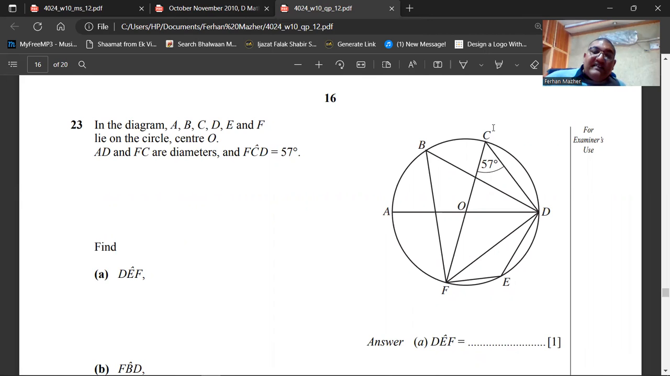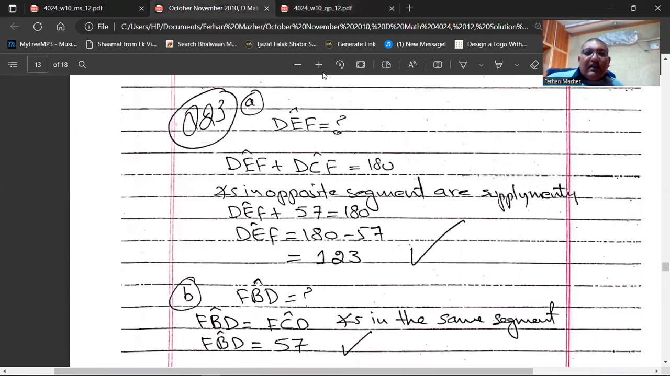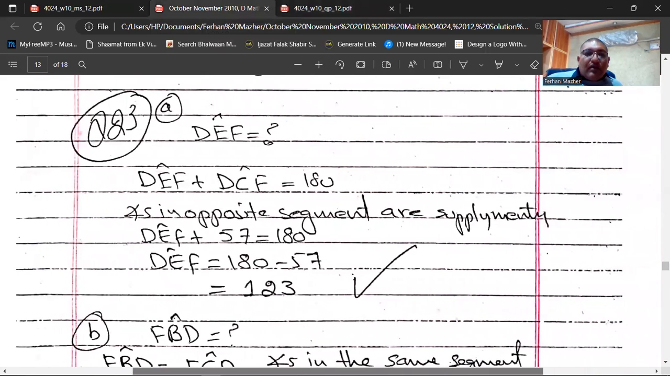If you look at FEDC, it's a cyclic quadrilateral, a quadrilateral whose vertices are on the circumference. The opposite internal angles sum to 180. We say angles in the opposite segment are supplementary. So DEF plus DCF is equal to 180. DEF plus 57 equals 180. So DEF is equal to 180 minus 57, so that will be 123.